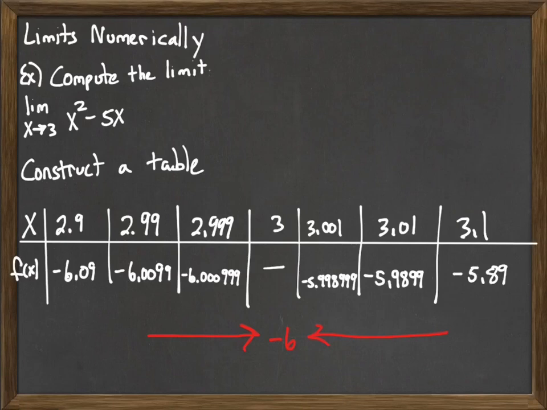Now it happens in this example that if you plug 3 into that function, you will get negative 6. But here we're talking about numerically, and so we do want to evaluate. We have to complete the table on a problem like this. And so we can see it is approaching negative 6. So this thing does in fact have a limit, and the limit is, in this case, negative 6.